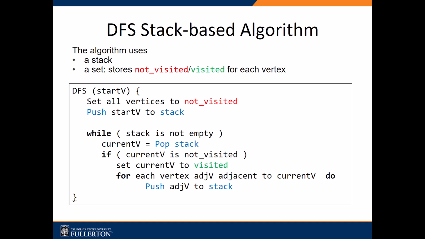This is a pseudocode for the depth-first search algorithm. This particular implementation uses two data structures, a stack and a set, to store whether a vertex has been visited or not. Initially, all vertices are stored as not visited in the set, and we push the start vertex onto the stack. The algorithm then enters a loop that continues until the stack becomes empty. In every iteration of this loop, you pop the top vertex of the stack, and that becomes the current node. If that vertex is not visited, you mark it as visited and then push all of its neighboring vertices onto the stack. The algorithm will become clearer when we go over an example.